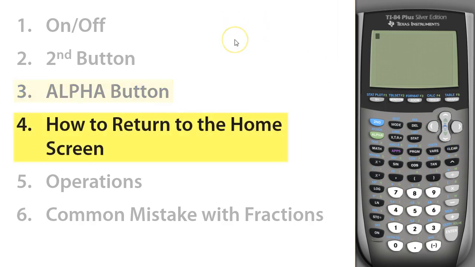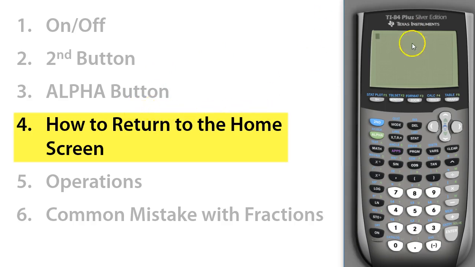Okay, so moving along. If you use a TI-84 for, say, calculus or statistics, you're going to go into a lot of different functions. So for example, if I want to exit out of this and get back to the home screen, which is the screen that I started with, we're going to quit out of this. Again, we access quit with second, mode.